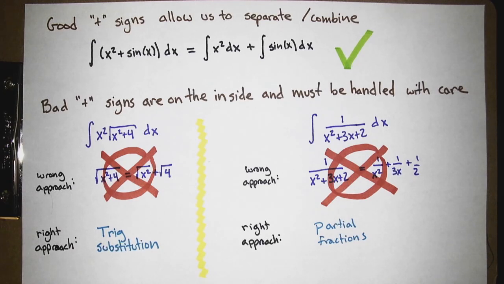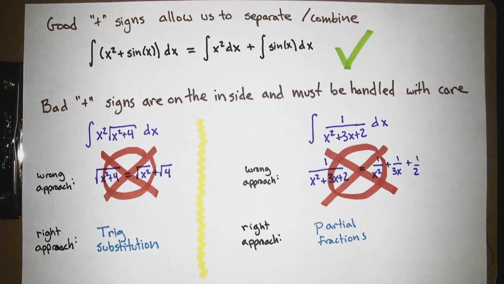So you say, well, okay, if I can't do that, what can we do? And the answer is trig substitution. Trig substitution helps deal with plus signs showing up in square roots. Now, it's not the only way that we deal with plus signs and square roots, but it's a good way.